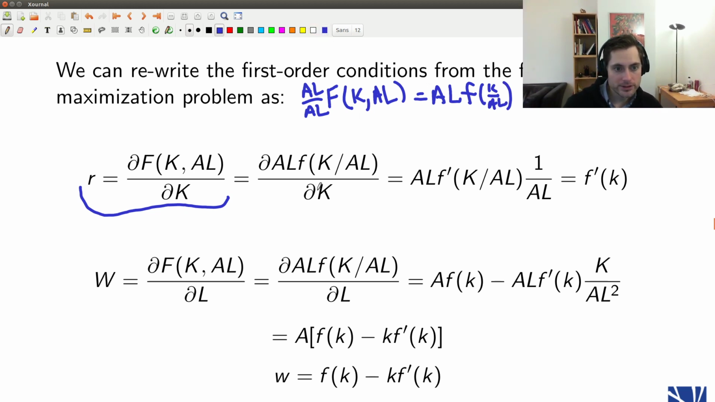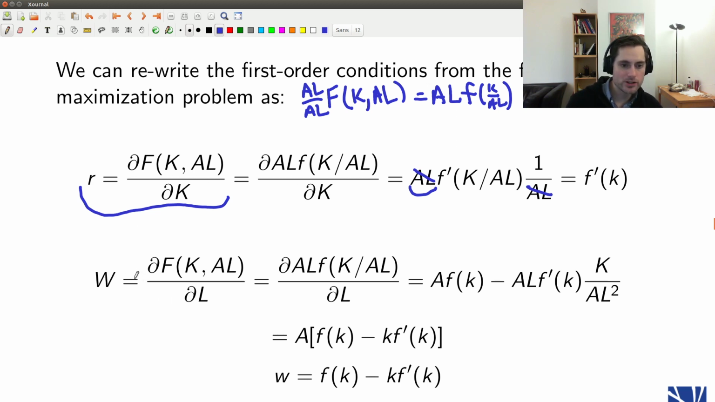Okay. Now let's take the derivative with respect to big K. Okay, so you can see that there's no big K here, so we don't have to worry about it. There is a big K there. We're going to use the product rule. The chain rule, and take the derivative here of the function, and then take the derivative of the argument of the function with respect to big K. And what does that give us? Well, you can see we have an AL here that cancels with this AL there, and we end up with f prime of little k.